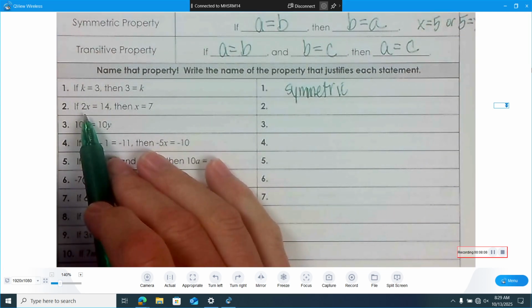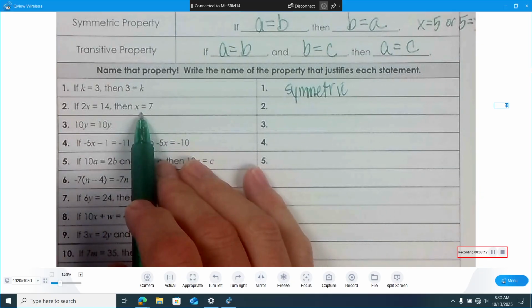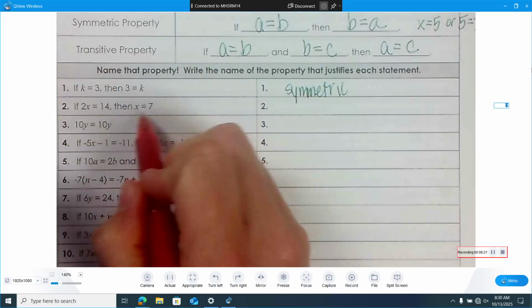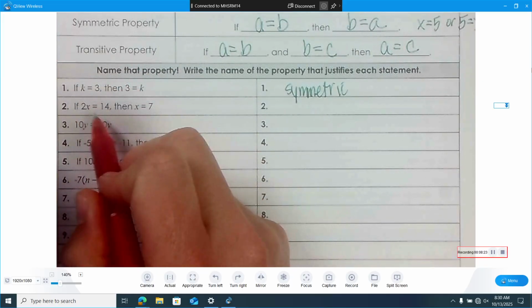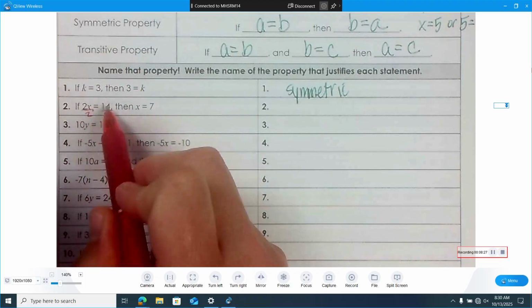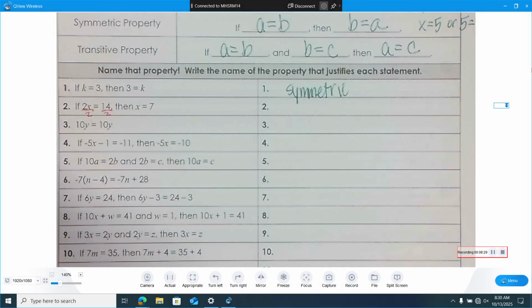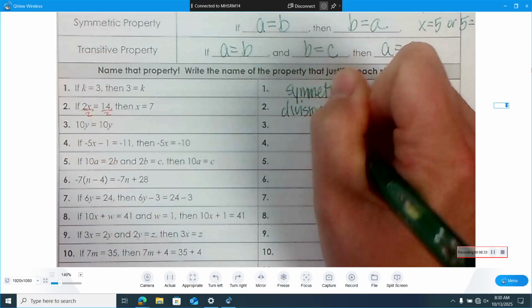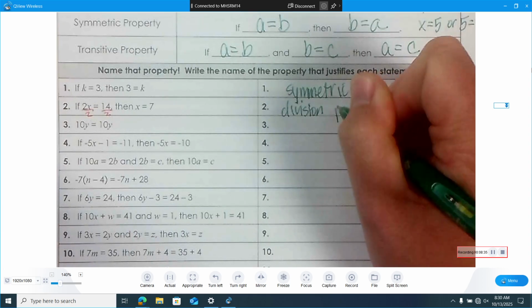If 2x equals 14, x equals 7. How did they know that? What did they do to get x equals 7? Division, yeah. To get x by itself, what did we have to do to this equation to start? Divided both sides by 2. What property allows us to divide both sides? Division. The division property of equality.